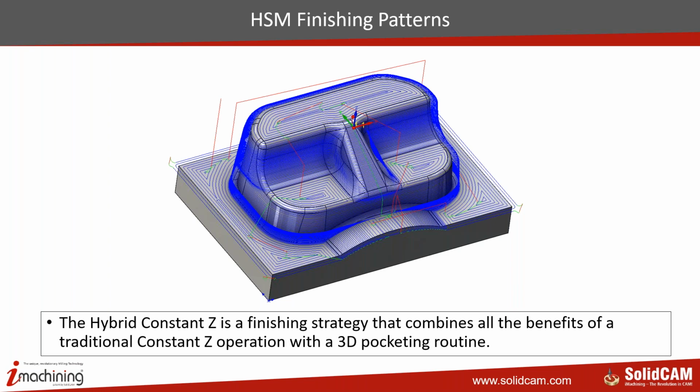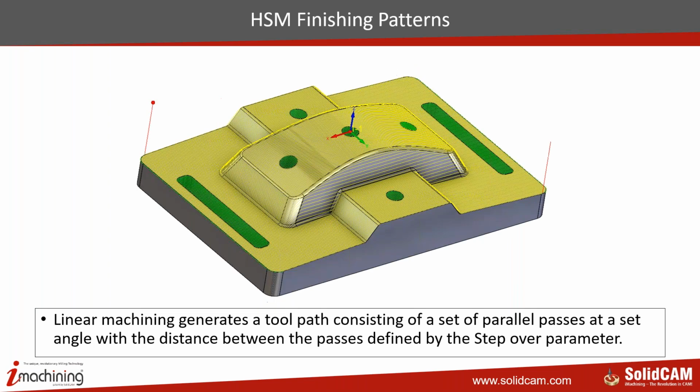The hybrid constant Z basically is a finishing strategy that combines the benefits of a traditional constant Z operation with a 3D pocketing routine. So it's like pocketing toolpaths along with the constant Z operation. So it gives you best of both worlds.